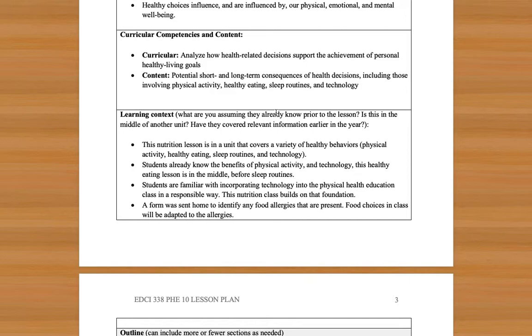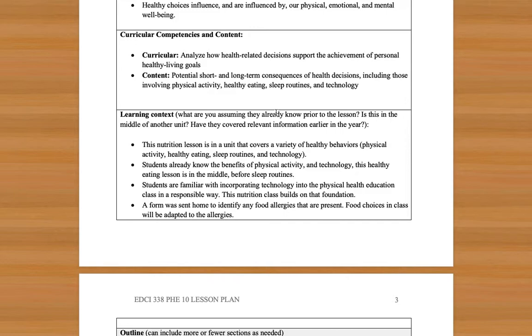So the curricular competencies that I've found in the BC curriculum are analyzing how health-related decisions support the achievement of personal healthy living goals. And then in content, it's short-term and long-term consequences of health decisions, including those involving physical activity, healthy eating, sleep routines, and technology. So ideally, my unit would cover all 4 of these things, and maybe they're interconnected, in physical activity, healthy eating, technology. Something like sleep routines I would want to chat about as well.